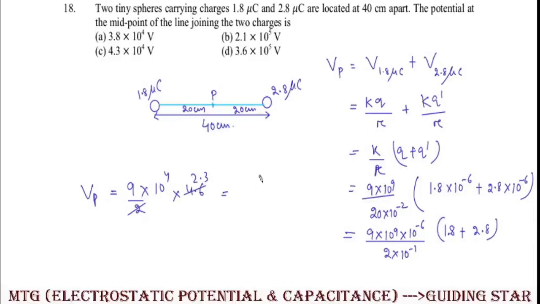9 times 2.3 is 20.7. So the potential at P comes out to be 20.7 into 10 to the power 4. 3.8 into 10 to the power 4 is wrong. It is 2.1 into 10 to the power 5, we'll check it. So if we write 2.07 into 10 to the power 4 volt, okay.